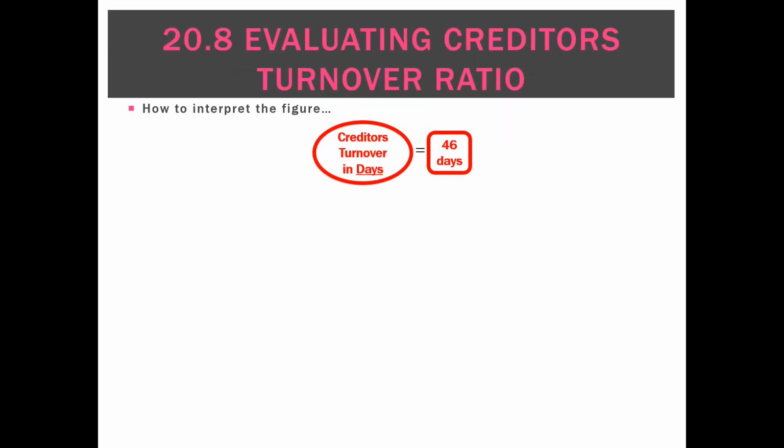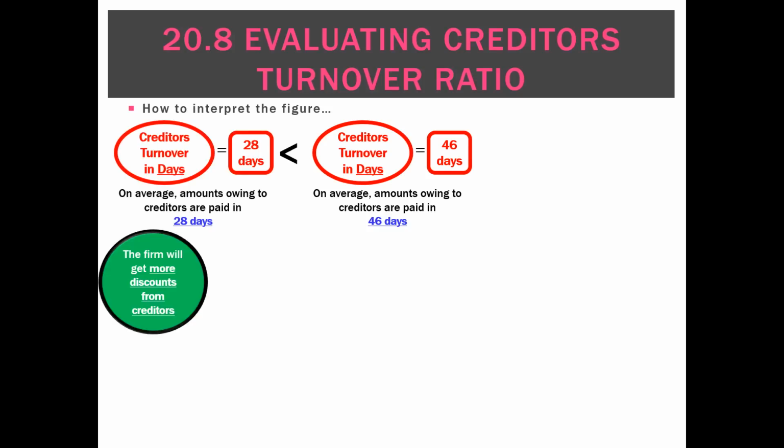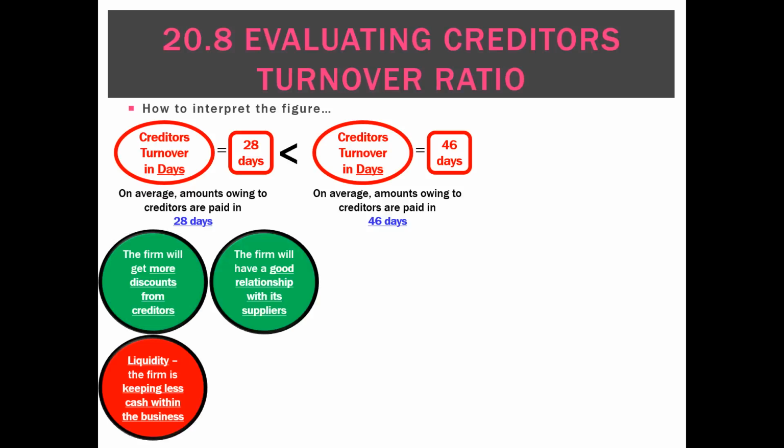If the trend went from 46 days, so on average the business was paying creditors back every 46 days in full, and that went down to 28 days, that just means we're paying creditors faster, so we might get more discounts, which is a positive. We'll have a good relationship with suppliers. However, again, the business will be keeping less money within itself to pay some of its other requirements like bank loans, and it also creates more pressure to sell stock quickly.